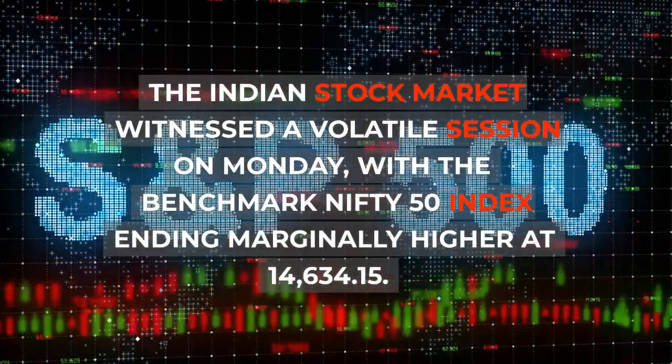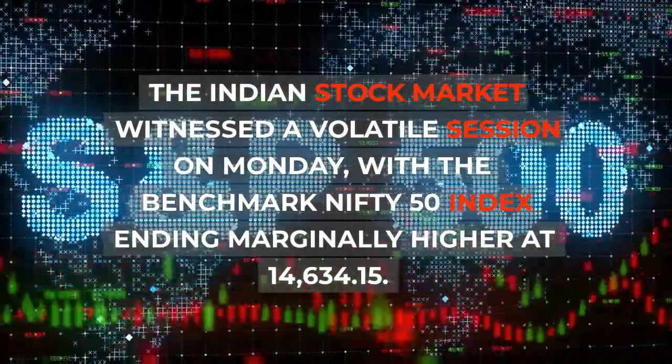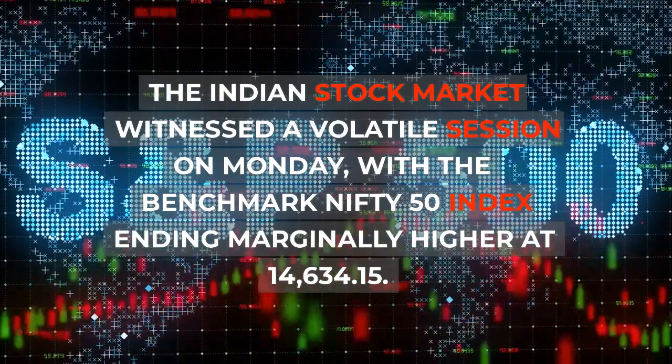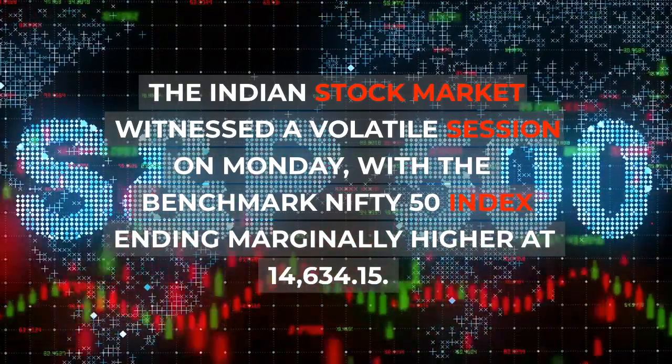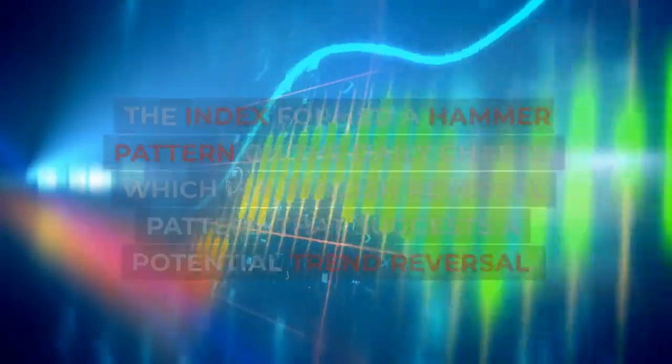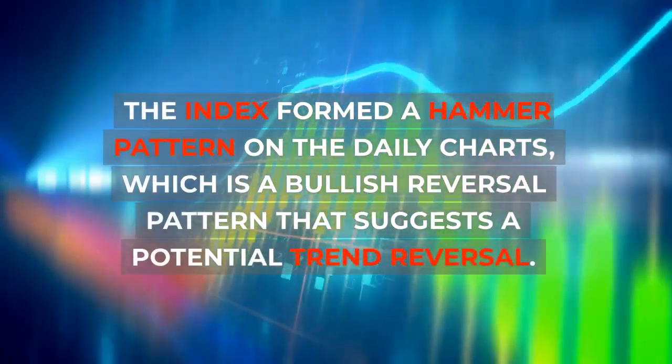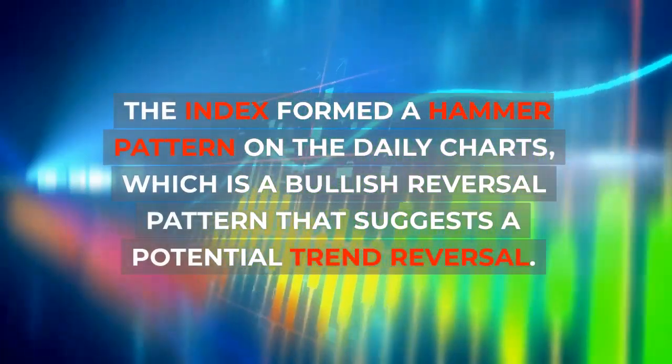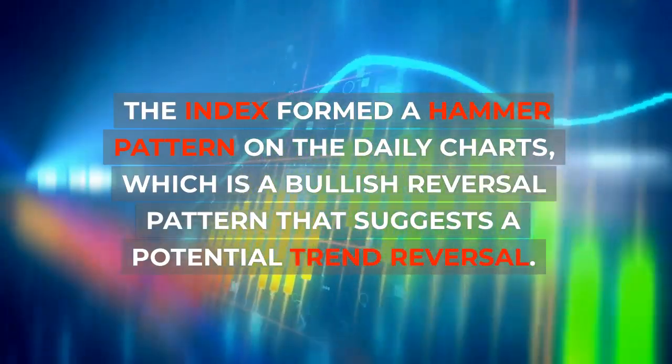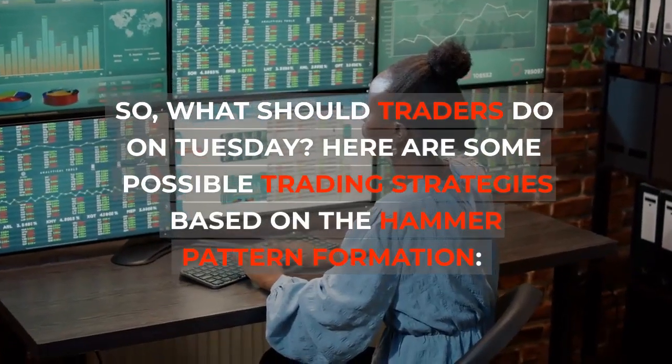The Indian stock market witnessed a volatile session on Monday, with the benchmark Nifty 50 index ending marginally higher at 14,634.15. The index formed a hammer pattern on the daily charts, which is a bullish reversal pattern that suggests a potential trend reversal. So, what should traders do on Tuesday?